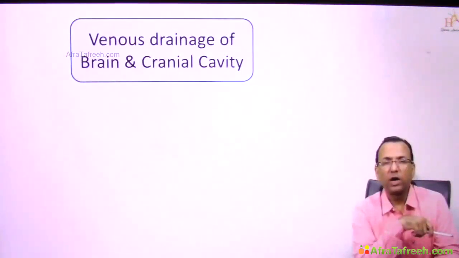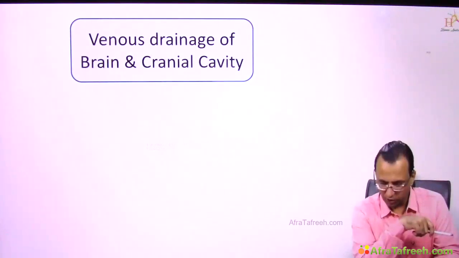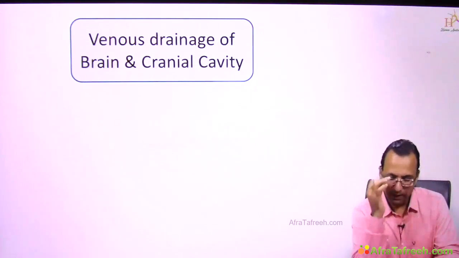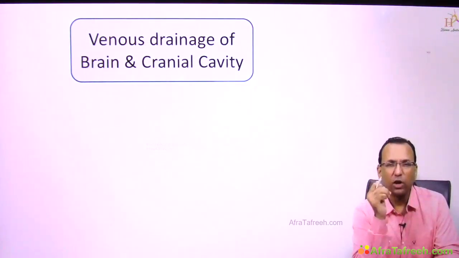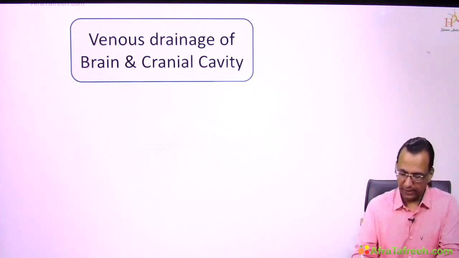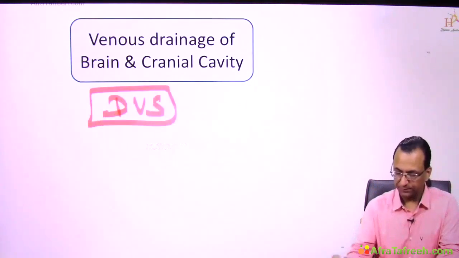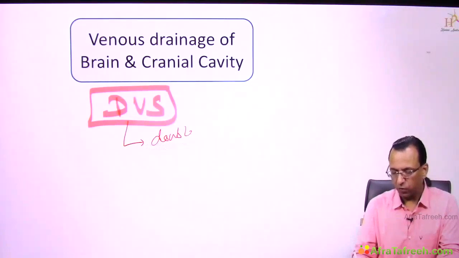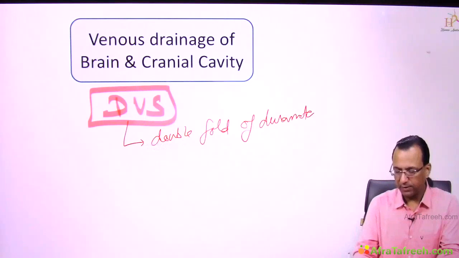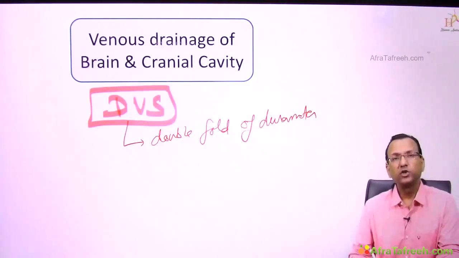Now we have to talk about venous drainage of the brain and cranial cavity, and for that purpose we have to talk about some dural venous sinuses. What are dural venous sinuses? Actually, there is a double fold of dura mater, and what is inside the double fold of dura mater? Dural venous sinus. So it is intradural.